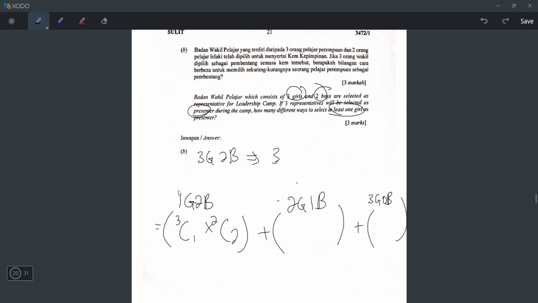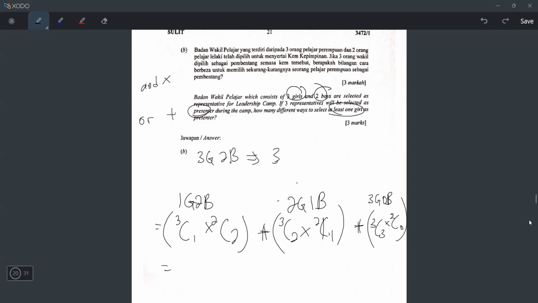Times, because you are choosing 1 girl and 2 boys, and "and" means times, and "or" means plus. Same thing here: from 3 girls you choose 2, and from 2 boys you choose 1, so 2C1. And here, from 3 girls you choose 3, and from 2 boys you choose 0, times here. And here is plus because it's like "or". It's like choosing 1 girl and 2 boys, or 2 girls and 1 boy, or 3 girls and 0 boys. That's what it means.